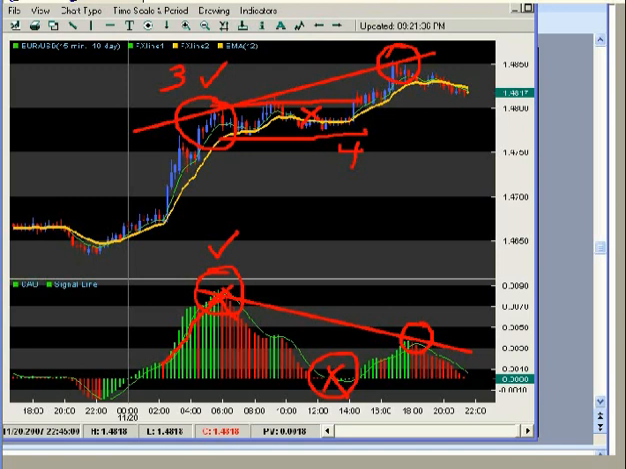And the histogram actually starts to head up. We have green bars once again trading above the signal line, and once again the market buys the euro, and once again the market peaks, but at a lower peak than that of the wave 3. So we would label this the wave 5.